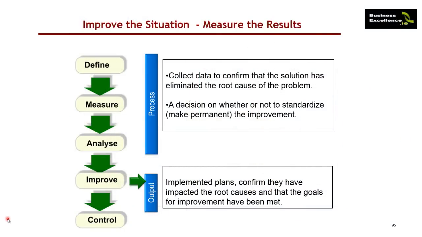The next part of the improvement phase is where we collect data to confirm that the solution has actually been implemented and the root cause has been eliminated. Based on looking at the data, we decide whether we're actually going to standardize the solution or not. The output of this part of the process will be an implementation plan. We'll also have confirmation that we've actually impacted the root cause and that the goal for the overall improvement has actually been met.